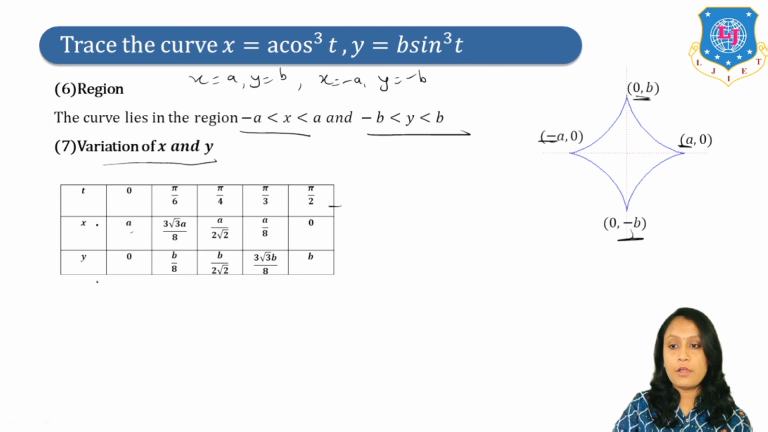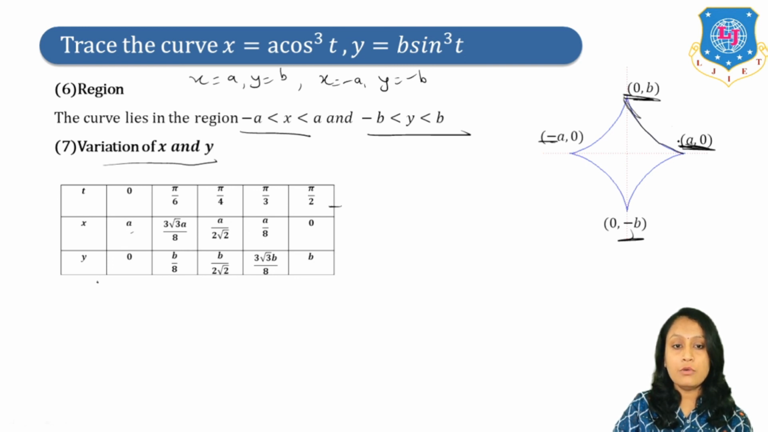From this table, at t = 0 the point is (a, 0). Here we have taken angles in the first quadrant: π/6, then π/4, then π/3, and then π/2. At π/2, the intersection point is (0, b). So we will join these points, and we get this line.